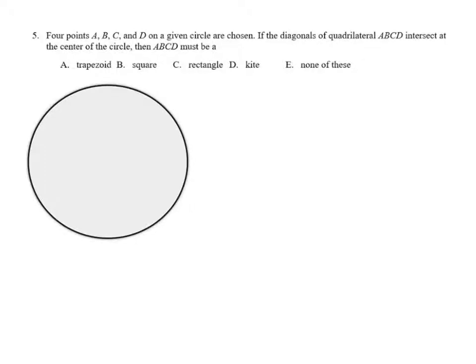All right, we have a circle with 4 points on it, and those 4 points form a quadrilateral whose diagonals intersect at the center of the circle. I'm going to actually start with the diagonals. If the diagonals go through the center of the circle, that means that both of the diagonals have to be diameters.